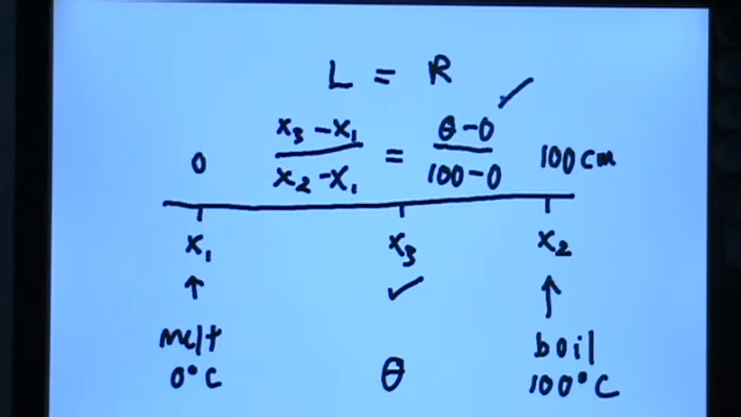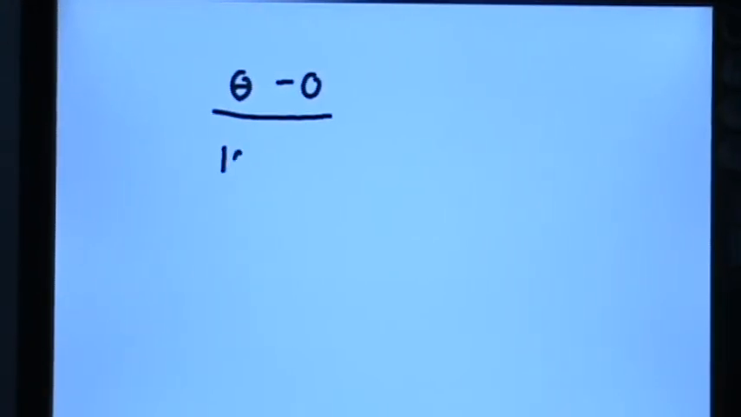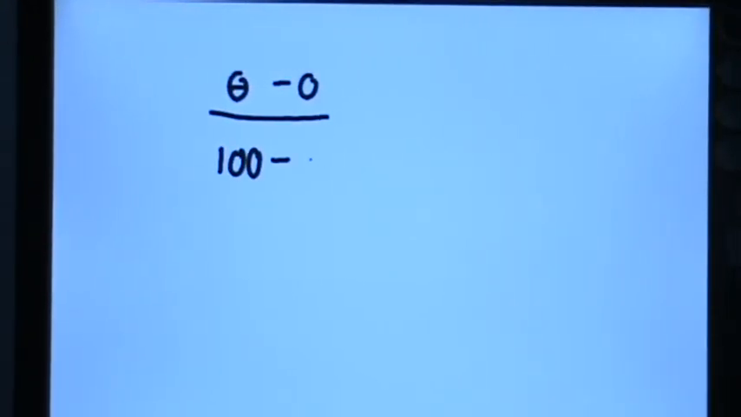Do you realize that this part and this part is actual, but the bottom part here and the bottom part here is from the most left to the most right, from the highest value to the lowest value. Okay, so can we make some kind of conclusion about this, that we could write something like this: theta minus 0 over 100 minus 0.